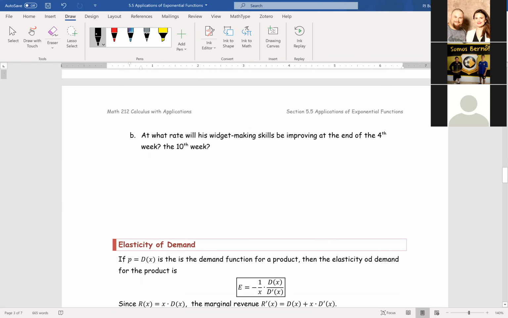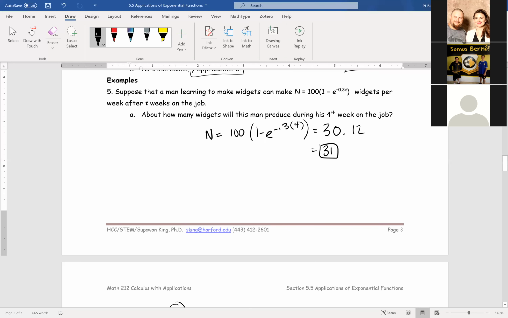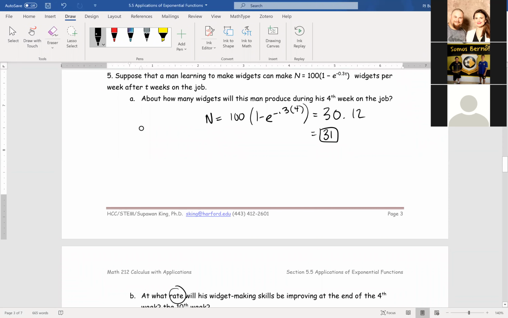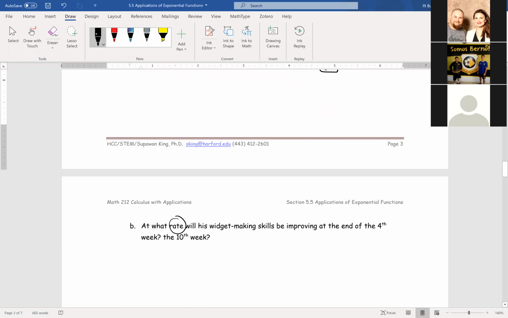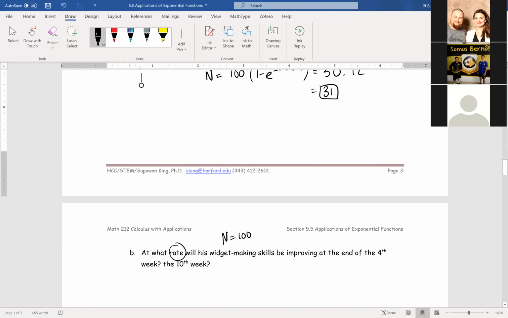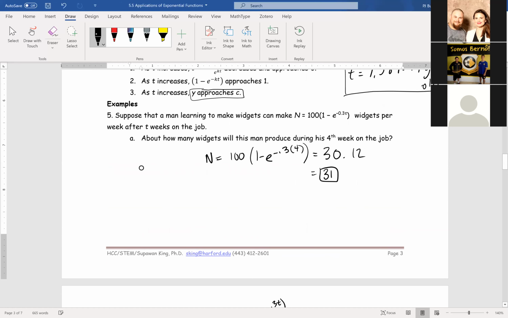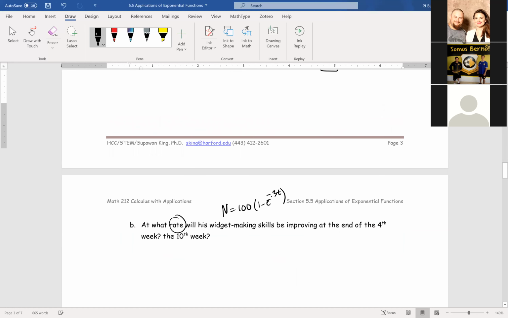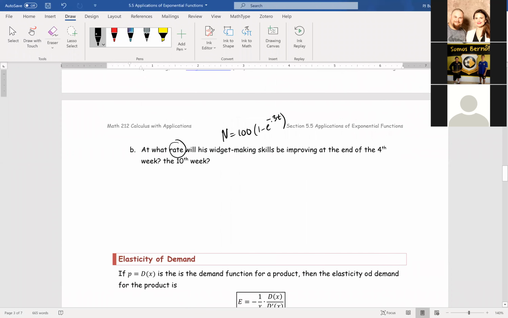Then it says, at what rate will his widget making skills be improving at the end of the 4th week and the 10th week? Keyword here being rate. So whenever we see that, we should know we are taking a derivative. So my equation was 100, or sorry, 1 minus e to the minus 0.3t. Okay. So derivative of that. So dn/dt.